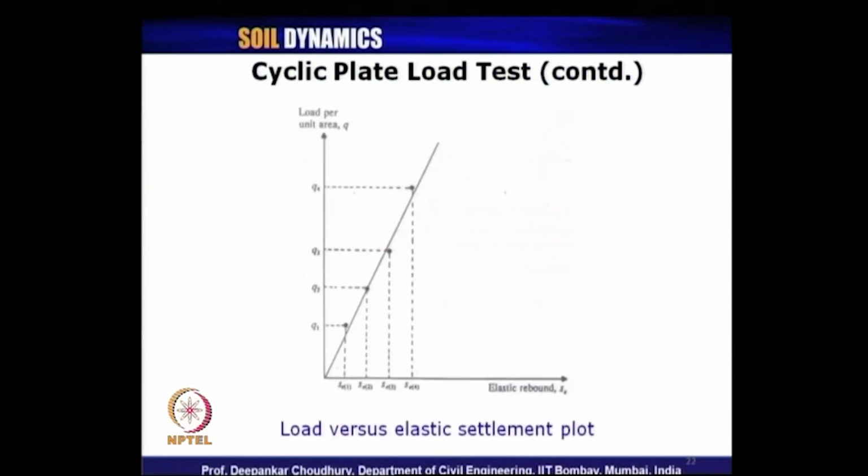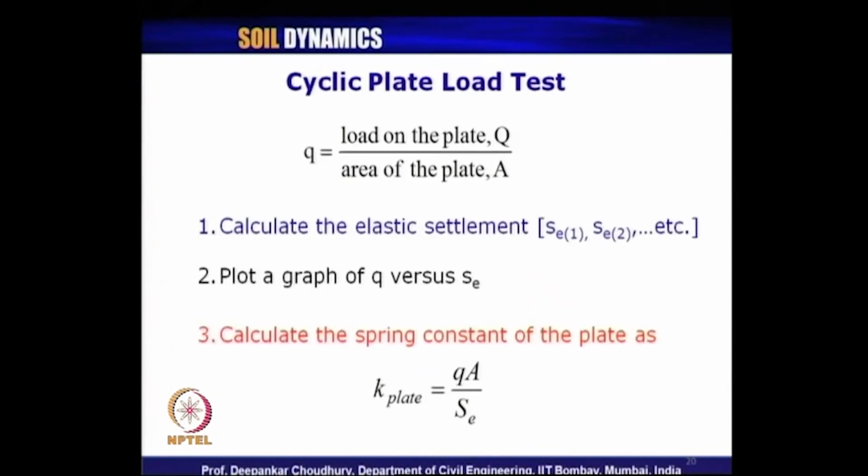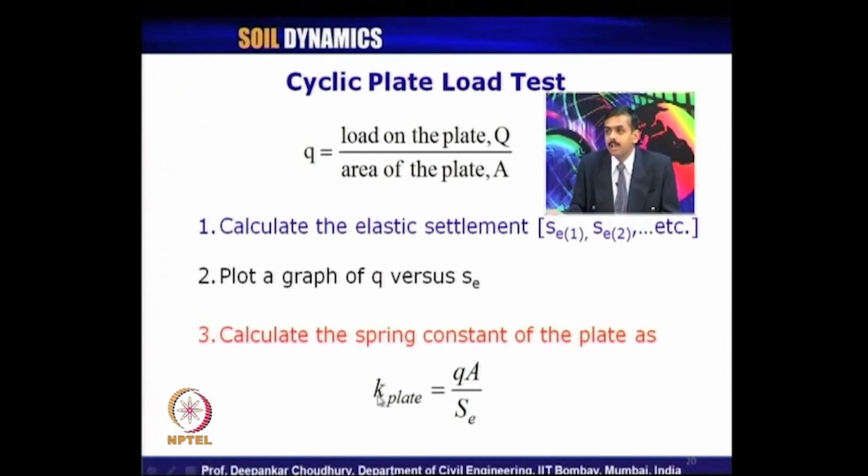So, let me go back once again in the calculation. The spring constant of the plate is estimated like this. K of plate is given by Q by SE, which is nothing but the slope of that curve times the area, which will give the spring constant. In this way the stiffness of the plate material is obtained.